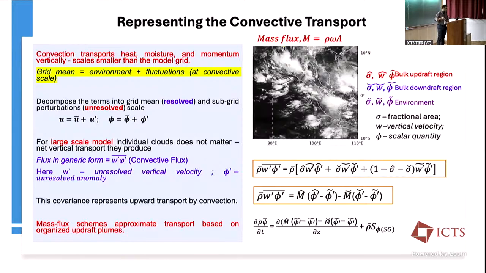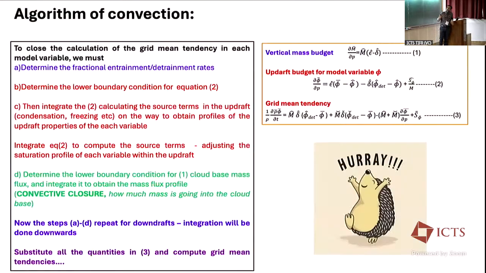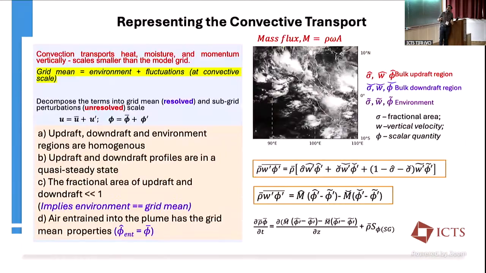That's how you compute the mass flux, because our aim is to find out the grid mean tendencies. Now the grid has all three properties here: updraft, downdraft, and environment. We want to see how these three can be represented in the mass flux. Here you can see the red color, the V with the hat on top, is your updraft region, and then the blue color quantities are the downdraft region, and the purple, or the tilde on top of it, is the environment.